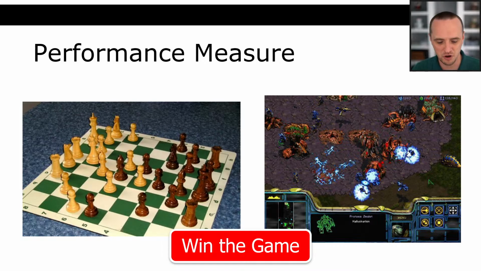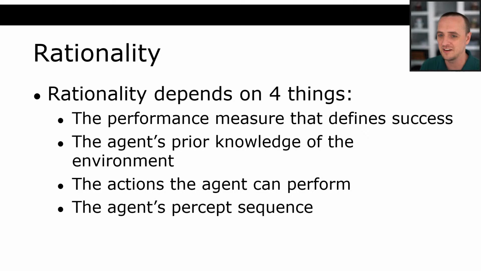All right. So, rationality. Rationality depends on four things. This makes for a good exam question, by the way, wink, wink. The performance measure that defines success. Okay, so you need the performance measure. The agent's prior knowledge of the environment, what they knew about the environment. The actions the agent can perform. Okay, what actions can it do in the environment? That's sort of the rules of the game. And the agent's percept sequence. So what has it observed about the game so far? And I say game, but I mean environment, I mean real life, whatever.